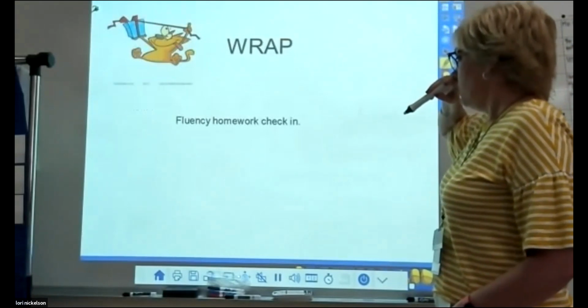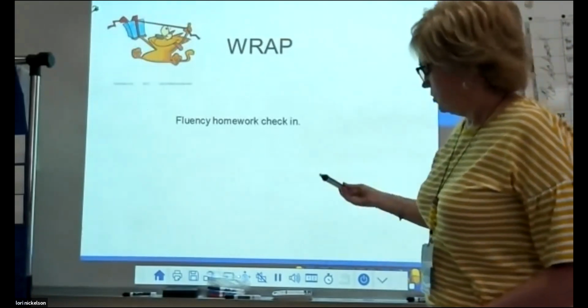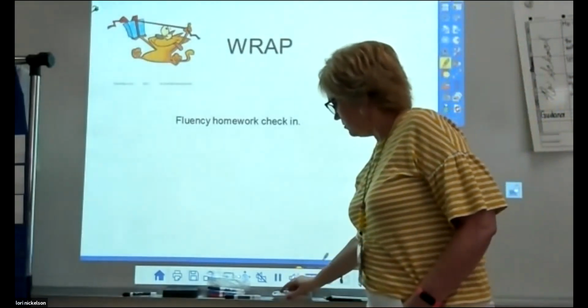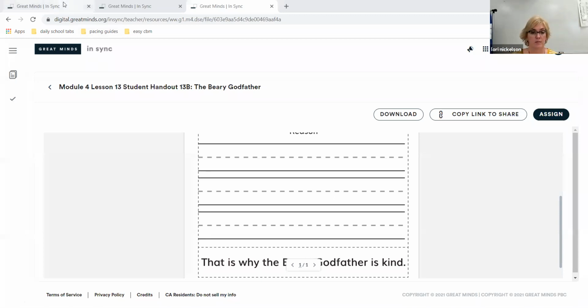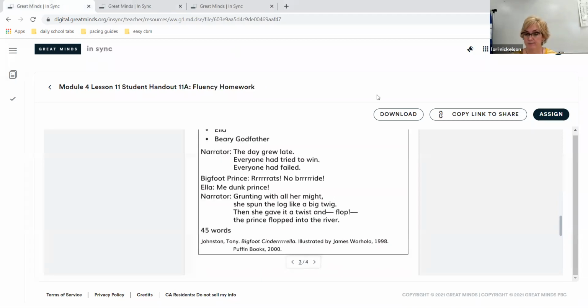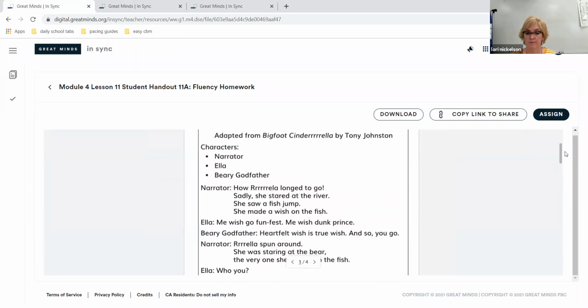So, fluency homework check-in. I'm going to actually do it now because the last time I forgot to do it. So we're going to share our screen again. I feel like I'm all over the place today with this lesson. I'm sorry, friends. All right, so let's go back up here to A.